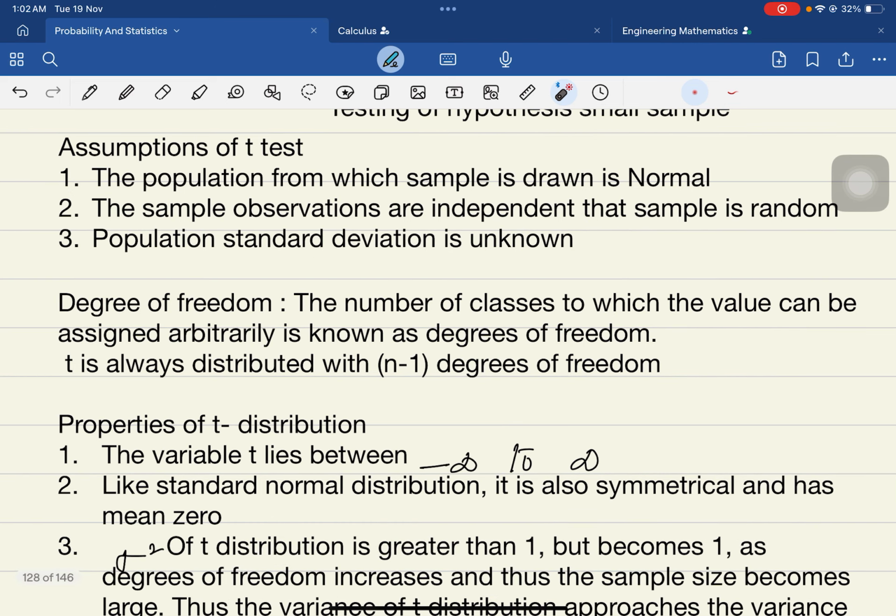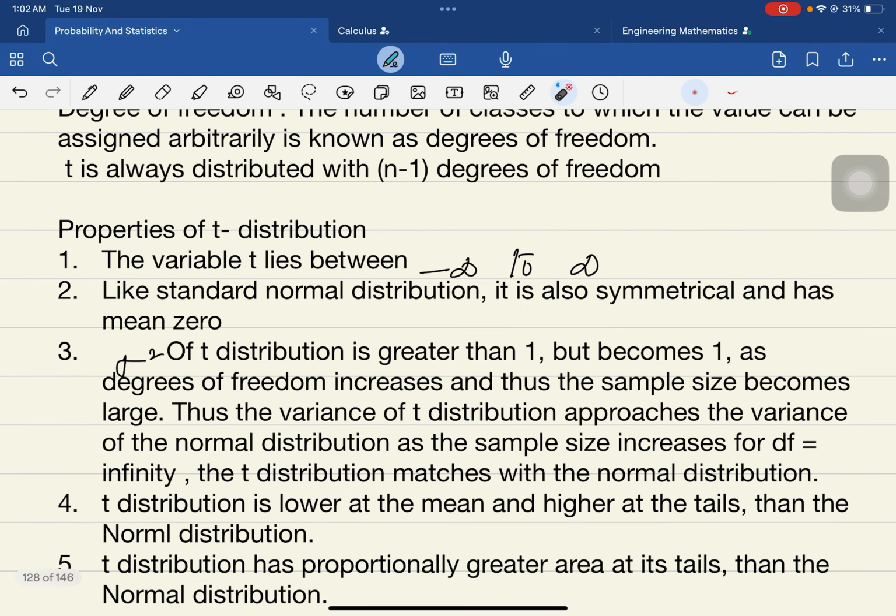Now while doing the t-test, you should understand what is meant by the degrees of freedom. That means the number of classes to which the value can be assigned arbitrarily is known as the degrees of freedom. That means n minus 1 is the number of samples we can take when n is the sample size. So it will be distributed with n minus 1 degrees of freedom, we can say.